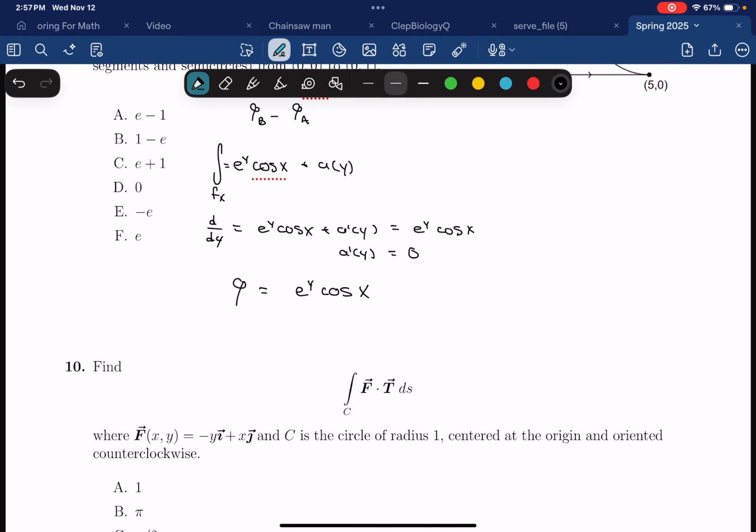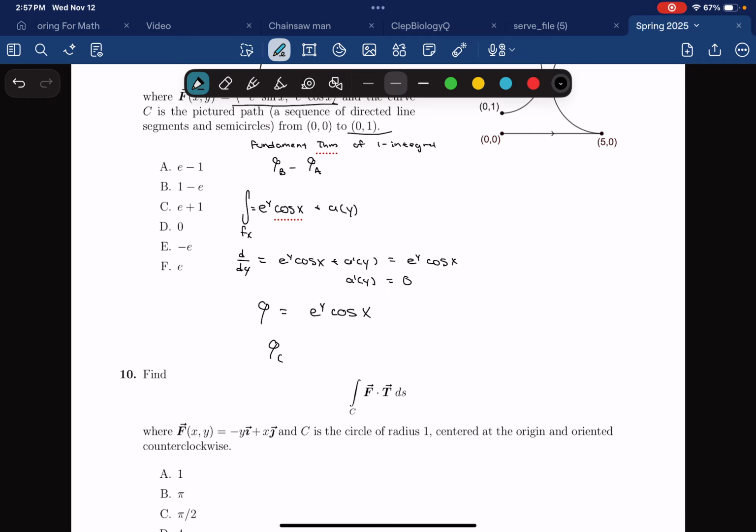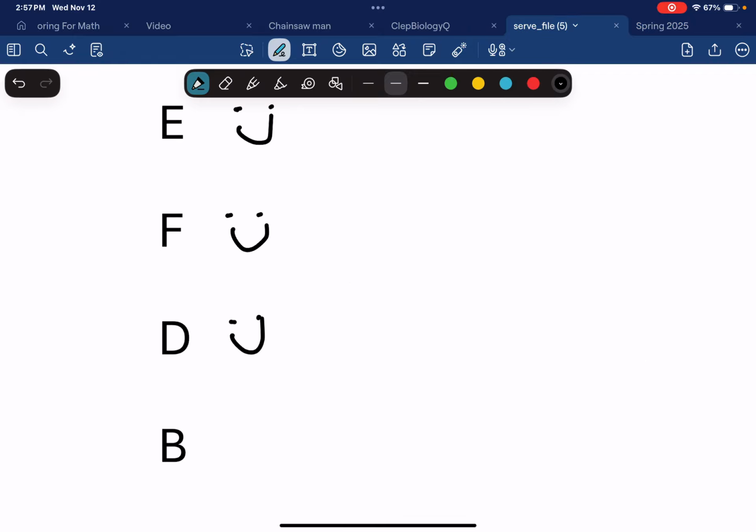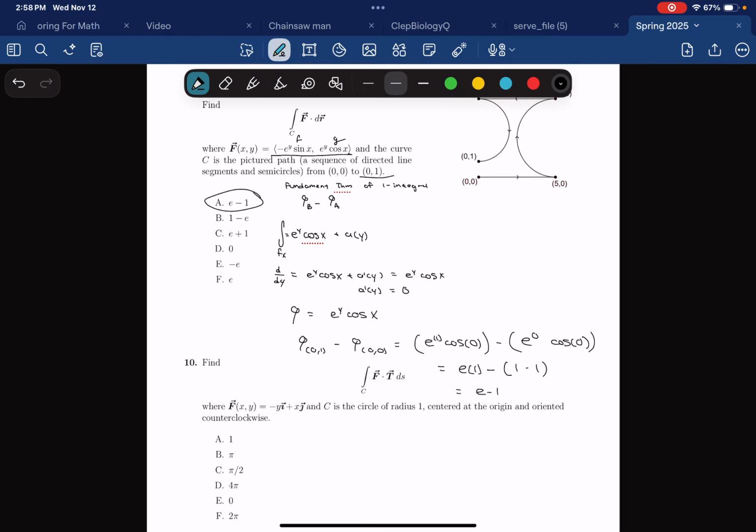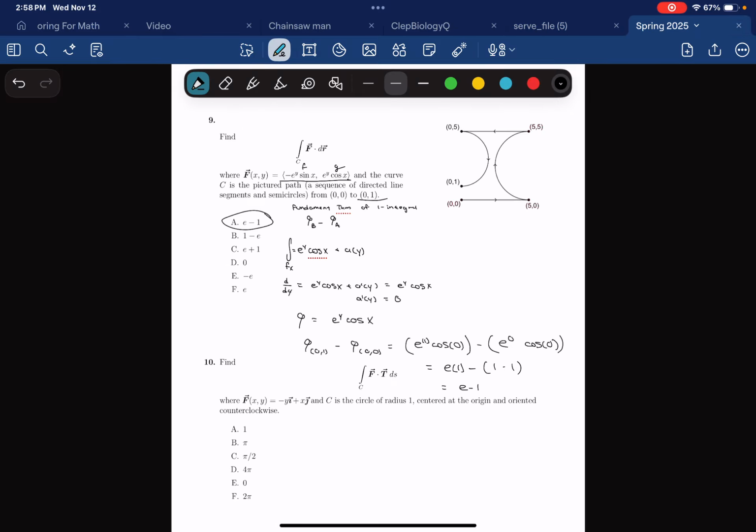So if we take that at b, b is (0, 1), and a, which is (0, 0), you get e to the power of 1 times cosine of 0 minus e to the power of 0 times cosine of 0, which gets you e times 1 minus 1 times 1, which gets you e minus 1, which in this case is our answer A. Whoops, forgot to do number 8, smiley face. Number 9, the answer is A, e minus 1.